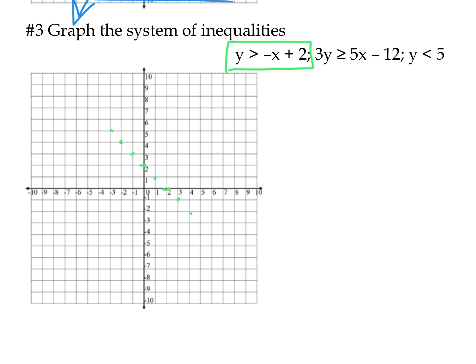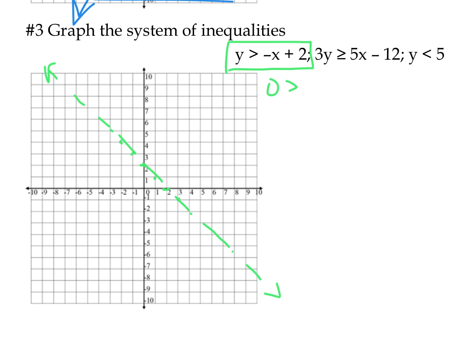And I'm going to have a dashed line. So I have a dashed line here because I'm not including the line. So there's my boundary line, and now I have to figure out where to shade. So to figure out where to shade that, again, I'm going to test a point. We'll test the point 0, 0, because again, that's relatively easy to check.